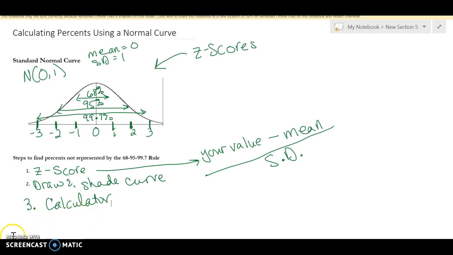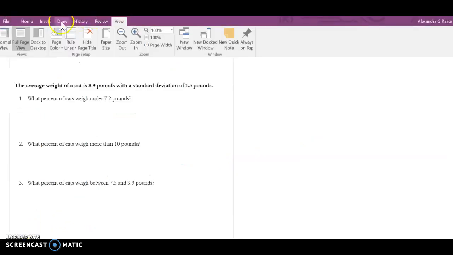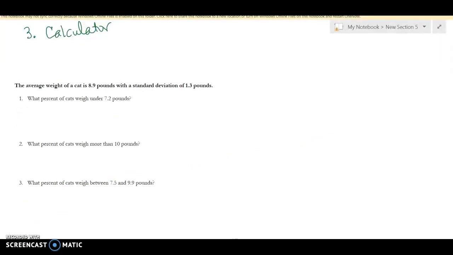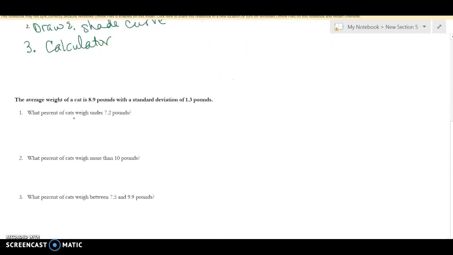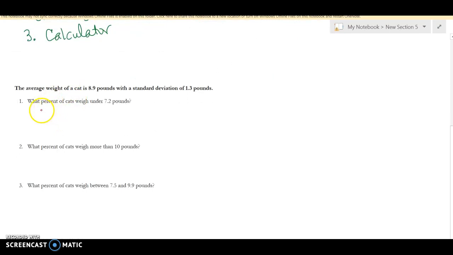All right, so let's go ahead and start a problem. The first example we're going to do is, let's say the average weight of a cat is 8.9 pounds, with a standard deviation of 1.3 pounds. I did look that up, so I think that is the accurate amount. If we look up above, it says step 1, find the z-score. So this cat is 7.2 pounds. I'm going to minus the mean, and I'm going to divide by the standard deviation. So 7.2 minus 8.9 is -1.7, divided by 1.3. And so that gives me a z-score of -1.31.